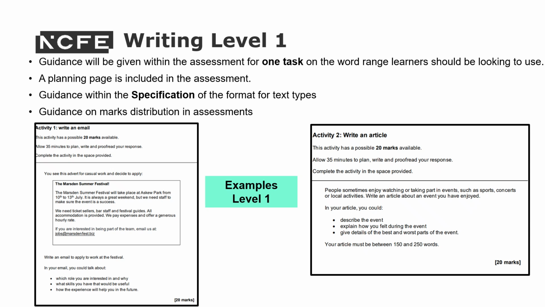And you can see on the screen now we have an example of the type of question for Level 1. So we've got Activity 1, which is to write an email. And this one, with an email, doesn't have the word count. However, Activity 2, to write an article, does state that the article must be between 150 and 250 words.